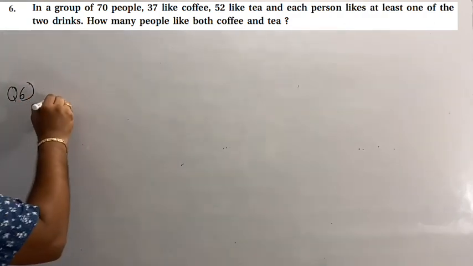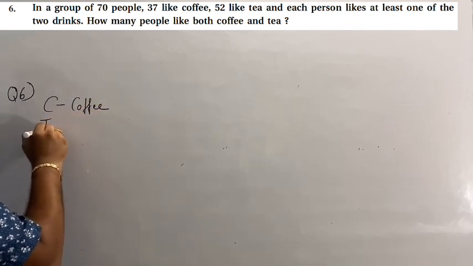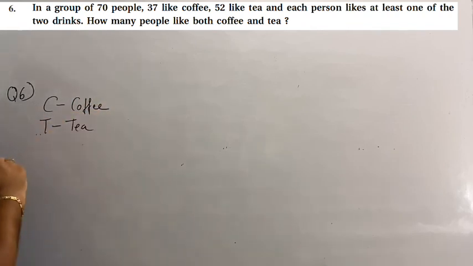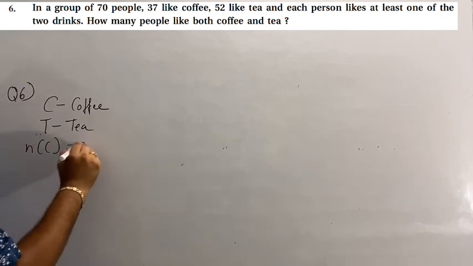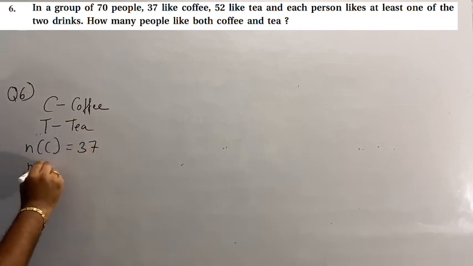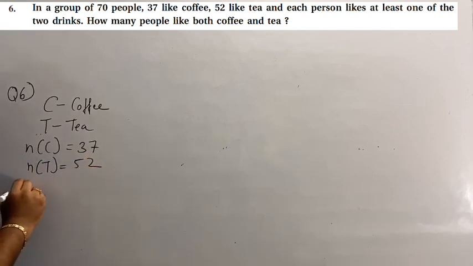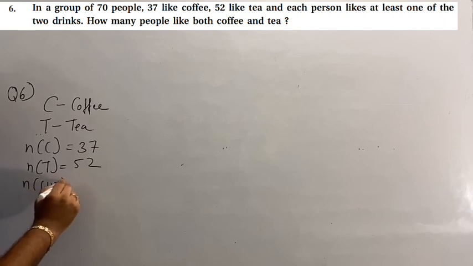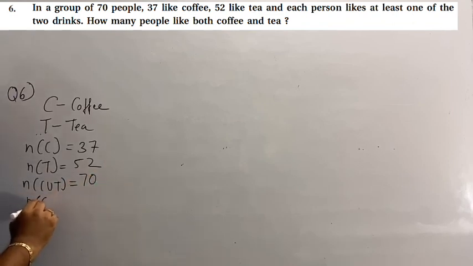So I take C for coffee, T for tea. So how many people like C? n of C is 37. How many people like T? n of T is 52. And total, that is C union T, because there is not a single person who doesn't like anyone, so that is equal to 70. So we want how many people like both tea and coffee.